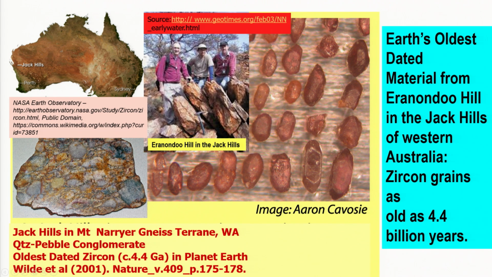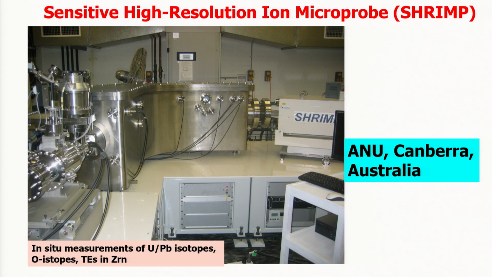This is a sedimentary rock, and people have separated these zircons. This group of people: this is Professor John Valley of Wisconsin-Madison, this is Professor Simon Wilde from Curtin University, and this is Aaron Cavosie, a student of Professor John Valley. They have found from these rocks zircons as old as 4.4 billion years. So if you want to get that time, you have to measure the isotopic ratio at very high spatial resolution, and you require an instrument with very high sensitivity and very high precision of isotopic measurements.